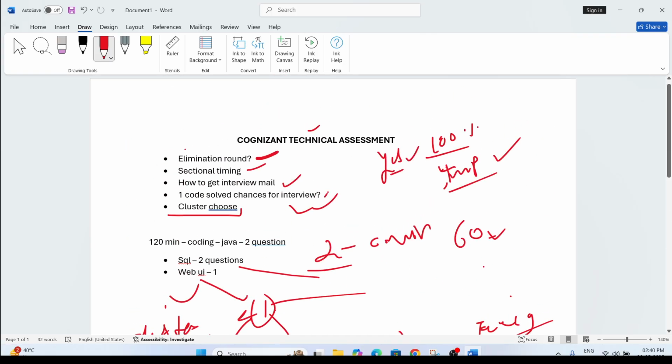Now, whatever comments or doubts I am getting, students are asking me about the elimination round, sectional timing, and how to get the interviews. I have cleared all the doubts. What are the exact sectional timings? I have provided the timings also: how much time for the coding questions, how much time for the SQL questions or web questions. So basically you have to follow these steps. These are some doubts that I think are now clear. If you still have any doubt, you can drop a comment and I will try to solve that also. So this is the exact technical assessment.